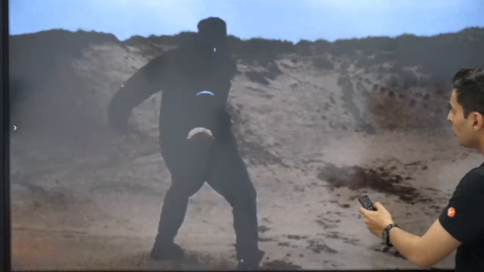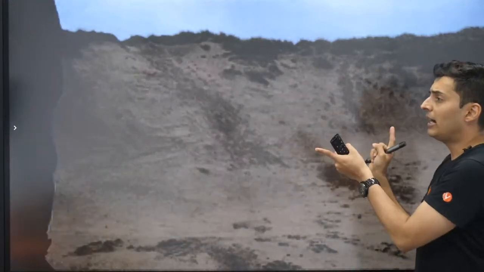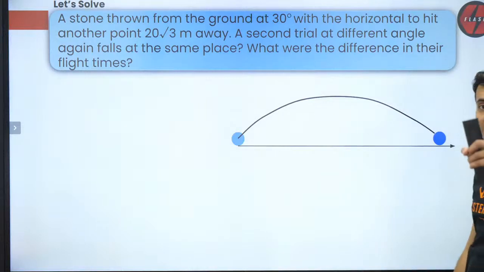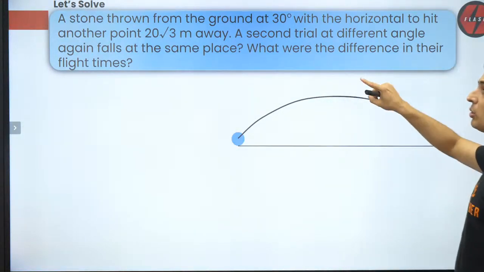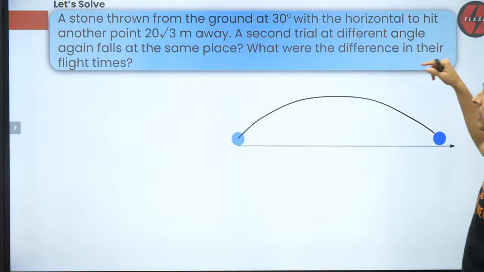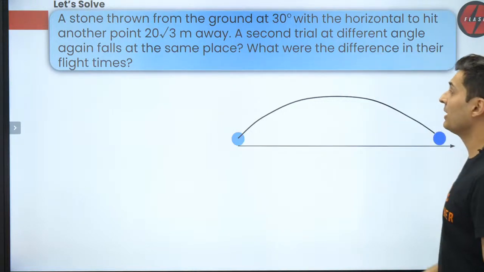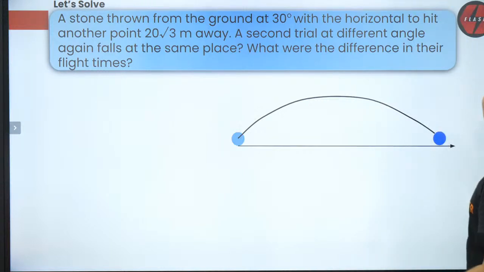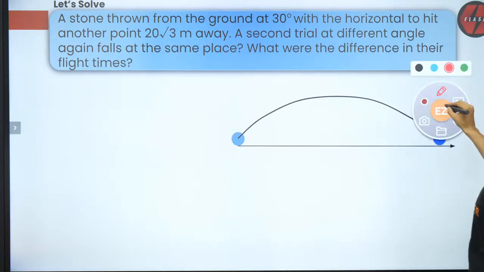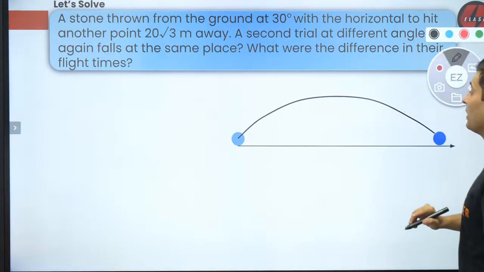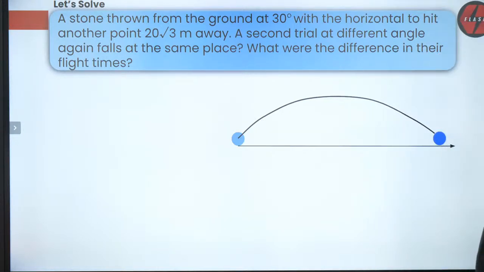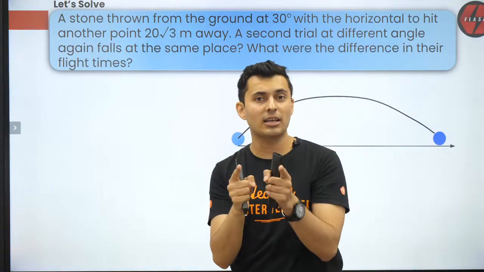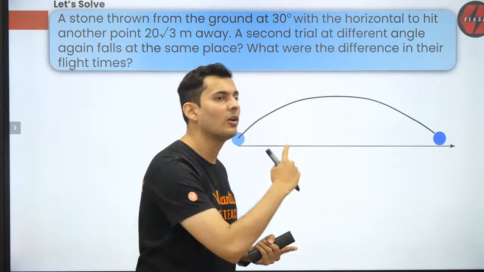You throw a stone 2 times and every time you throw at a different angle, you see that it falls at the same point. Read carefully: a stone thrown from the ground at 30 degrees with the horizontal hits another point, which is this much away. The second trial also falls at the same place. What is the difference in the time period? Now, the first thing you should understand is that because it falls at the same place, the angles of projection are complementary. Very good, Saurabh.